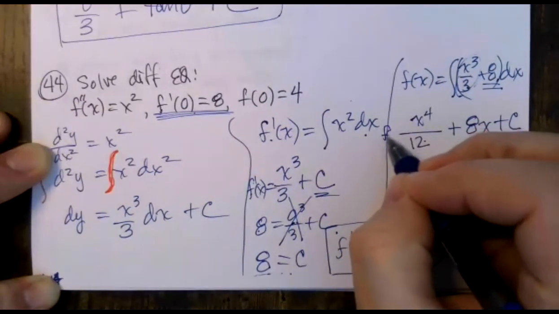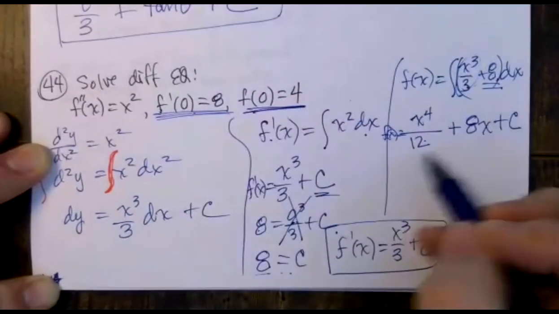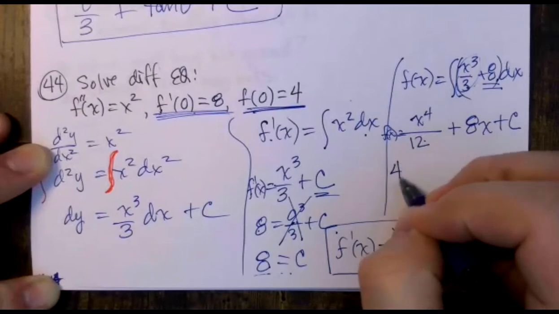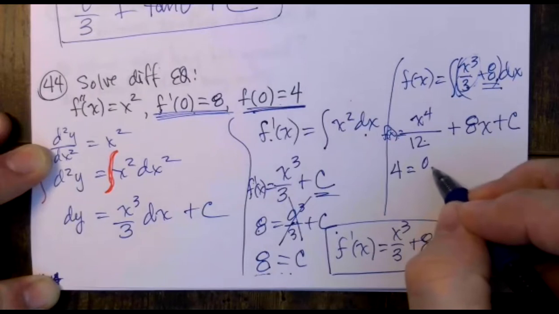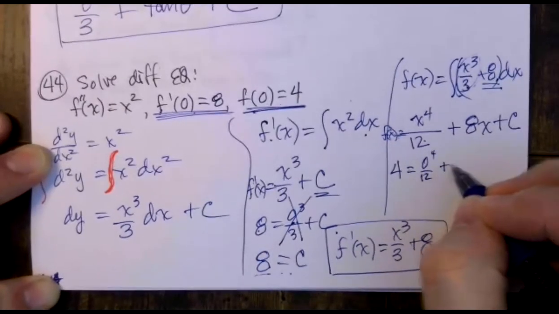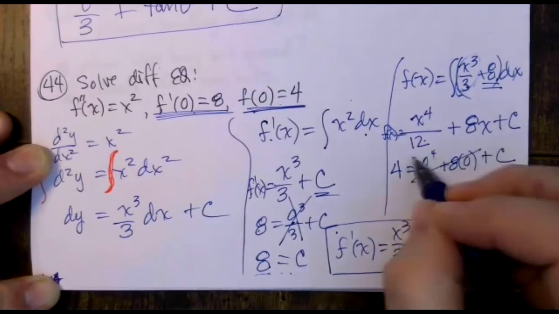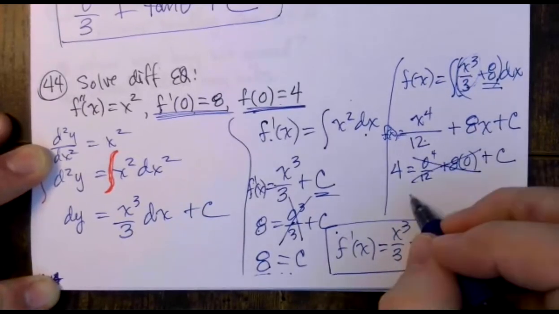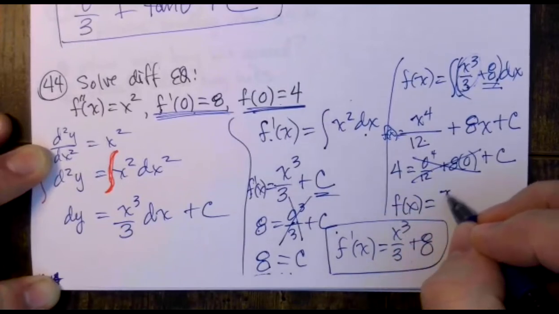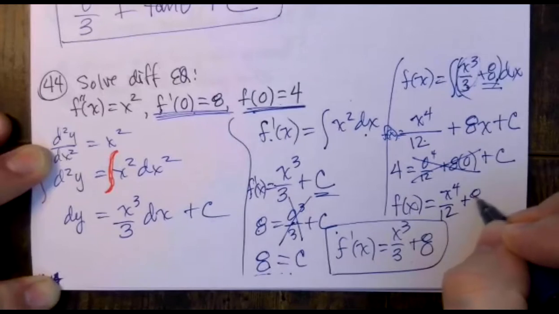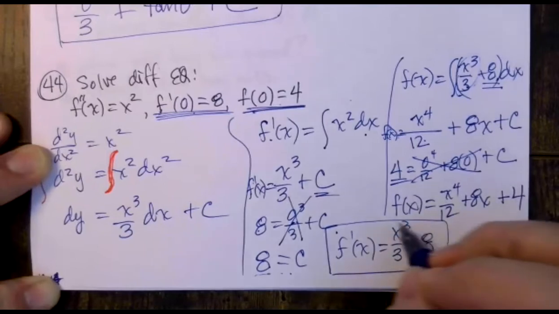Now again, this is f of x. I'm going to put in 0, 4 to find out what c is. So I'm going to put 4 in place of f of x, in other words, y. I'm going to put 0 in. I know most of you are just going to go, come on, that stuff's 0. Why are you writing all that? I gotcha. So all that's gone. c is 4. So I'm going to rewrite now. f of x equals x to the 4th over 12 plus 8x plus c, which is 4.